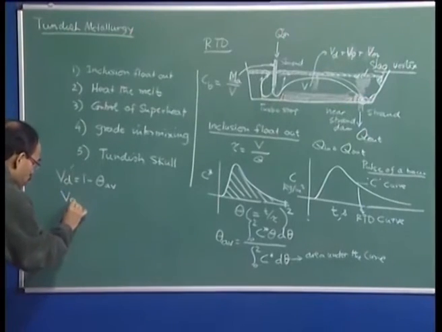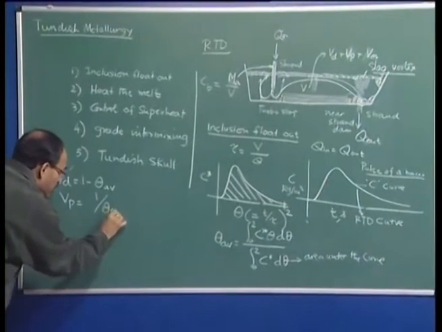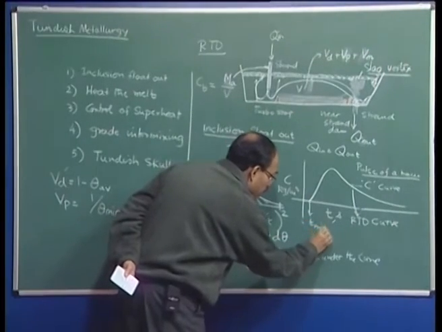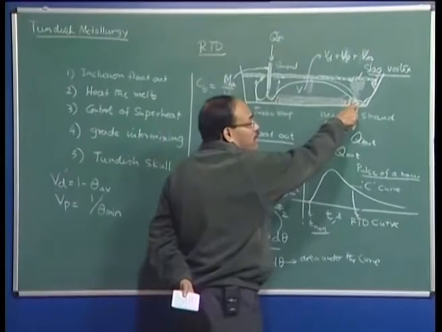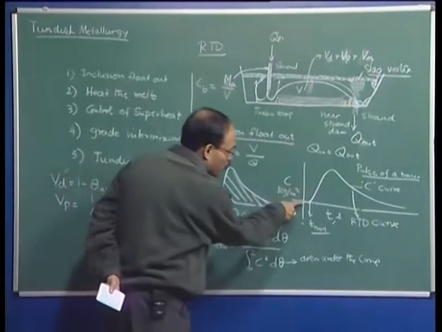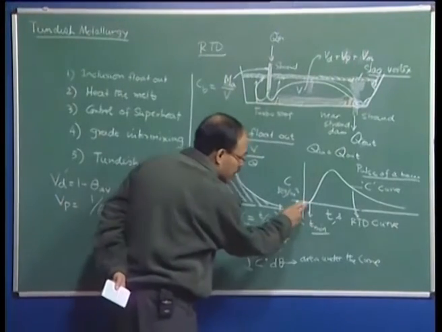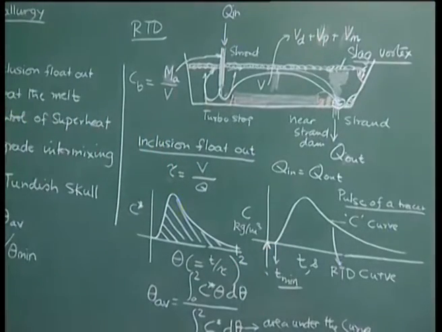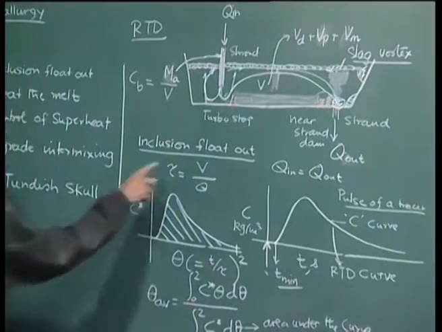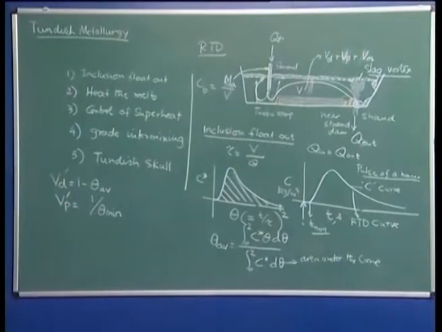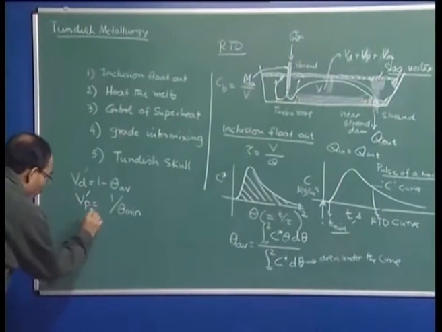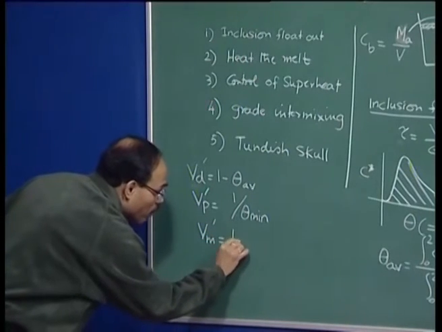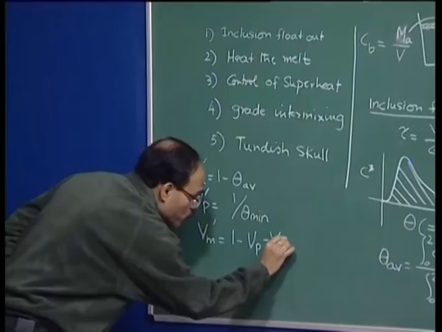You have the plug volume fraction Vp, which is equal to theta minimum. And what is that theta minimum? It is the minimum time, or the first time the tracer is detected at this particular point following injection. This is the time at which I have injected the tracer, and this is the point when the tracer has been detected at the nozzle. This time represents t minimum, and if you divide that t minimum by tau, you get theta minimum. We know that the sum of the total volume fractions is equal to 1, so I can have 1 minus Vp minus Vd representing the mixed volume fraction.